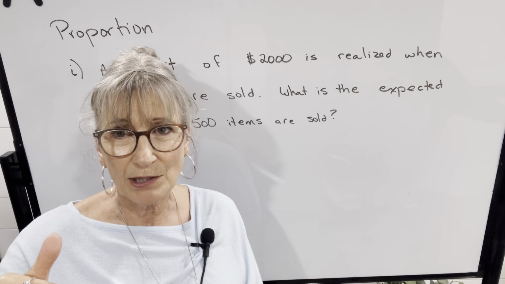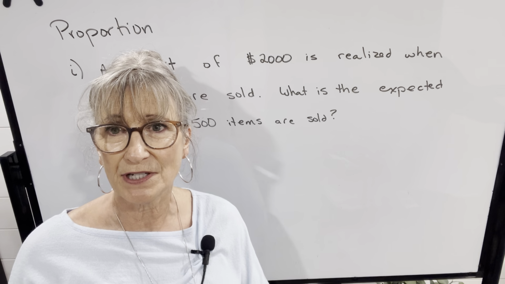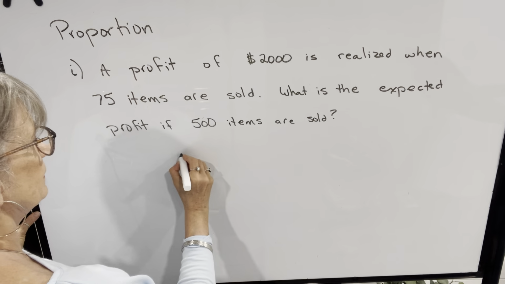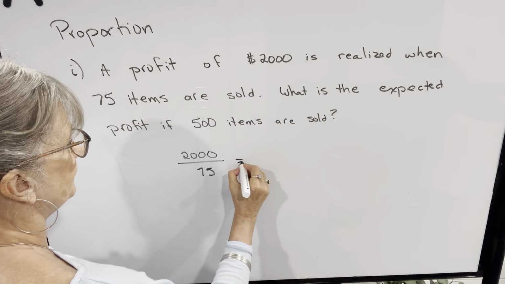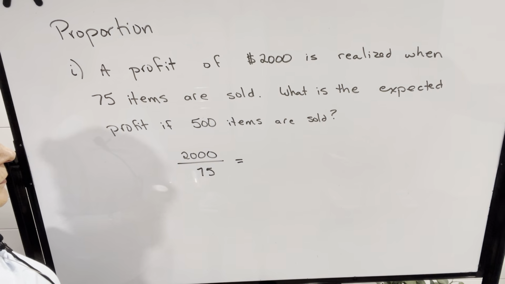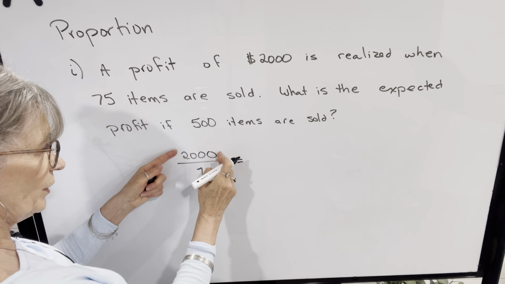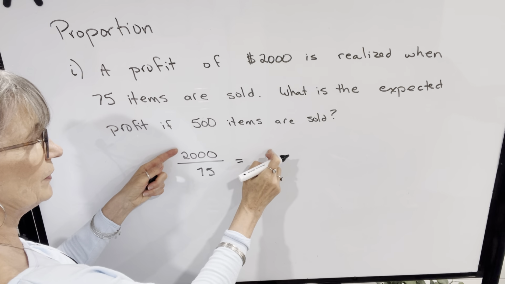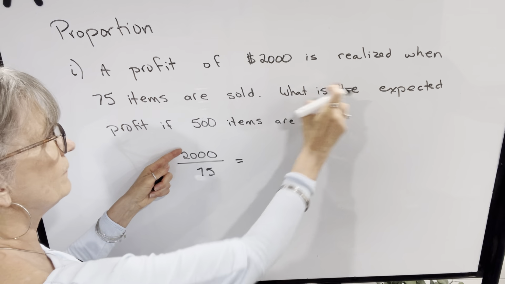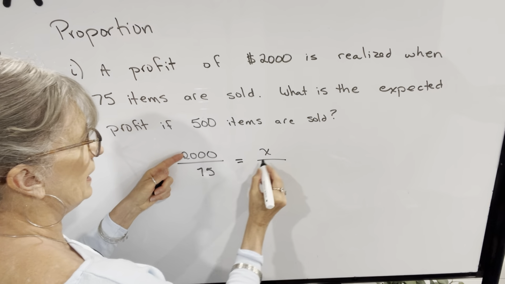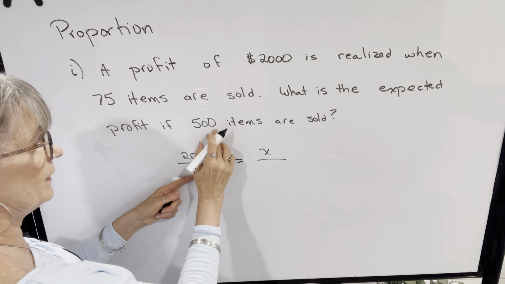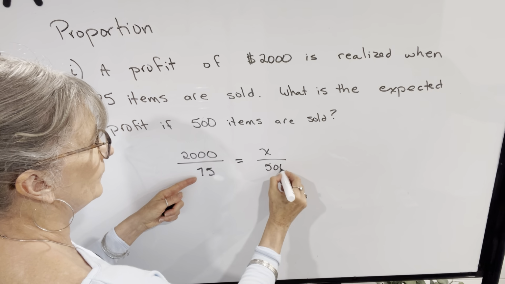But if we flipped it, that would be fine as long as it was flipped on the other side. So I'm going to put profit divided by the number of items, 75, will equal, so if profit is in the numerator on this side, profit has to be on the numerator on this side. We're trying to find the expected profit, so that's our variable, over number of items sold is 500.